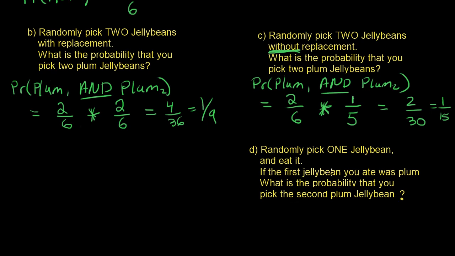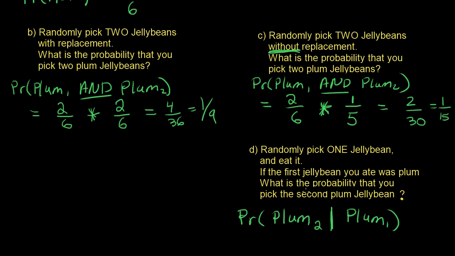If the first jelly bean you ate was plum, what is the probability that you pick the second plum jelly bean? This is a conditional type probability question. So this, if I were to write this out using a probability notation, this means what's a probability that I get the second plum given that I already ate the first plum? Notice this question's not asking what is the probability that I'm getting 2 plum jelly beans. No. They're saying you already ate the first plum jelly bean. What's the probability now that you're going to get the second plum jelly bean?